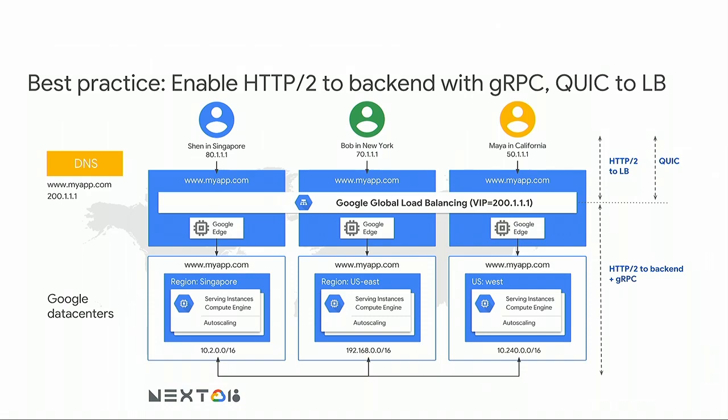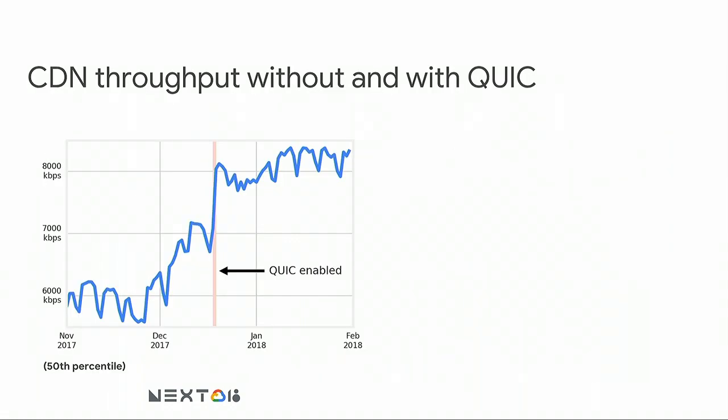I'm going to show you how you would configure it. A lot of times people will say we support HTTP2. The first thing you need to see is from where to where. We support HTTP2 from client to the load balancer, and from the load balancer to the backend, and you would need that to run gRPC. Same with QUIC, we support it from client to the load balancer, and we are the first major public cloud to do that.